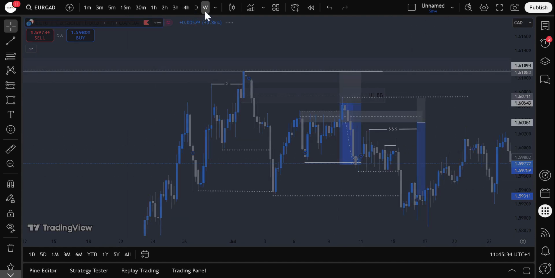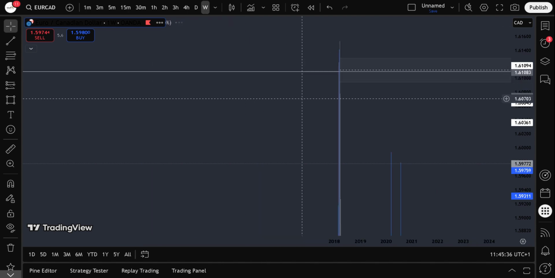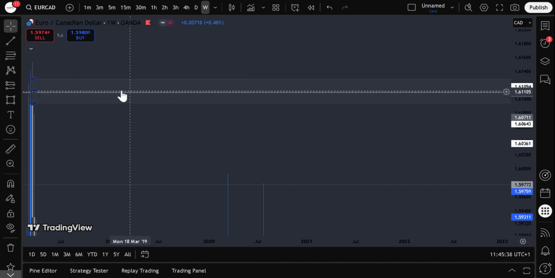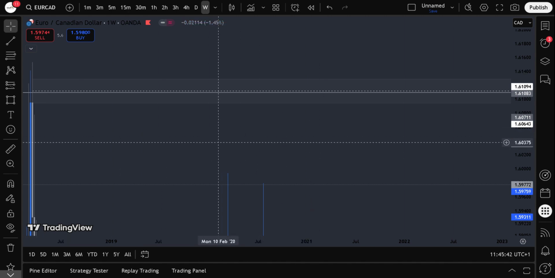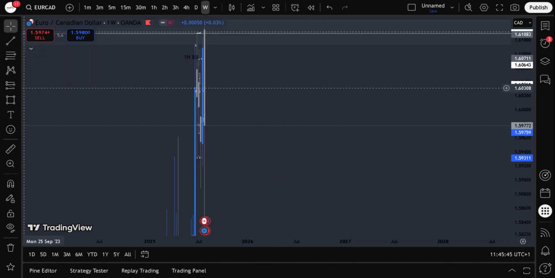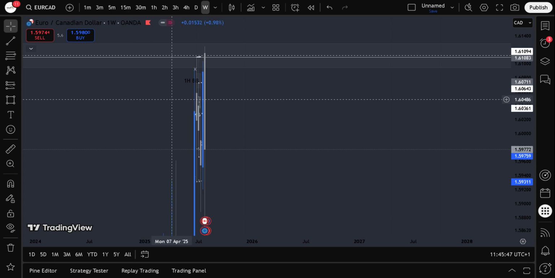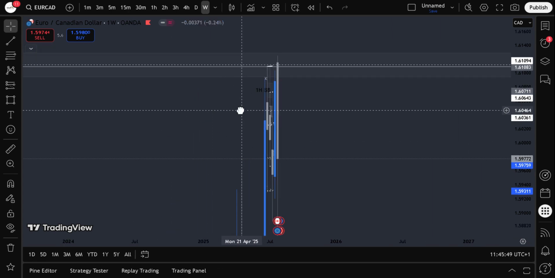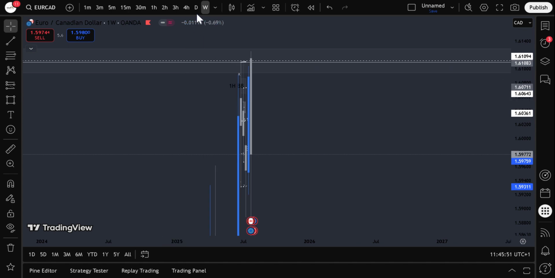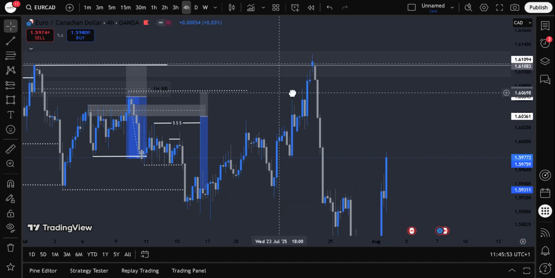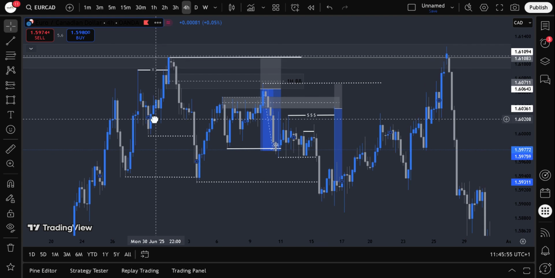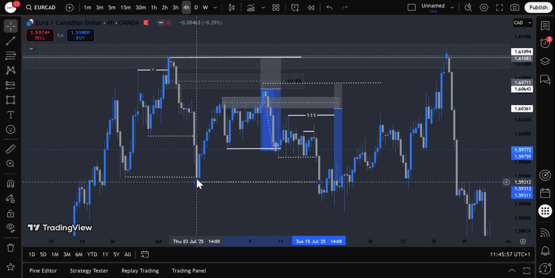So if we zoom out on the weekly, we'll see that this was, I think it was on the daily, a supply zone, as you can see. Price did eventually tap that supply zone and gave us a confirmation that we're having bearish signs. What do I mean? Once we tapped it, we had a change of character.